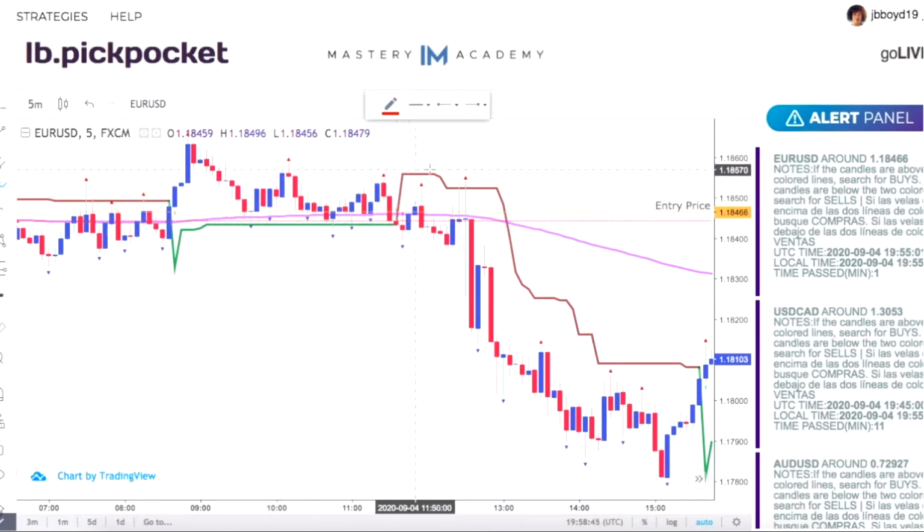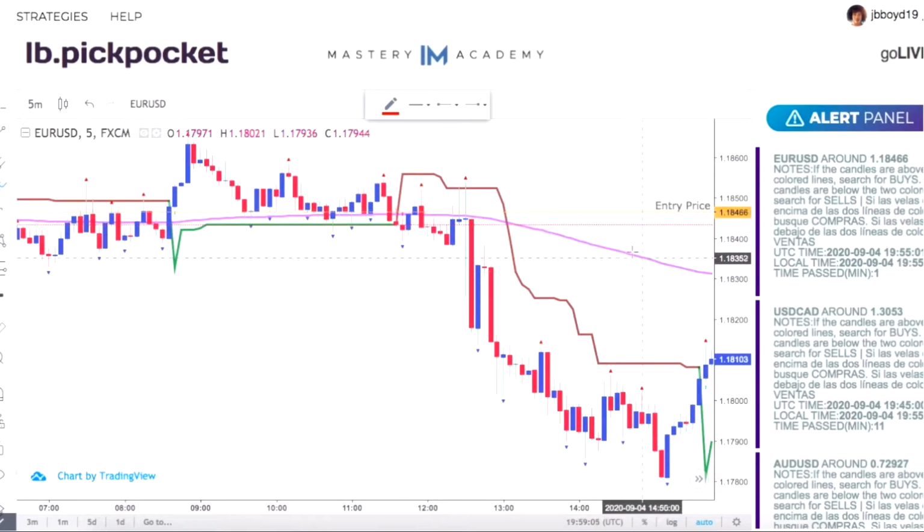So you'll note that here, when price was in a downtrend, the line is this burgundy color the entire time. And even during this state of consolidation, this line is green because price is currently above it. We also have this purple moving average line, which is a 200-point moving average line.